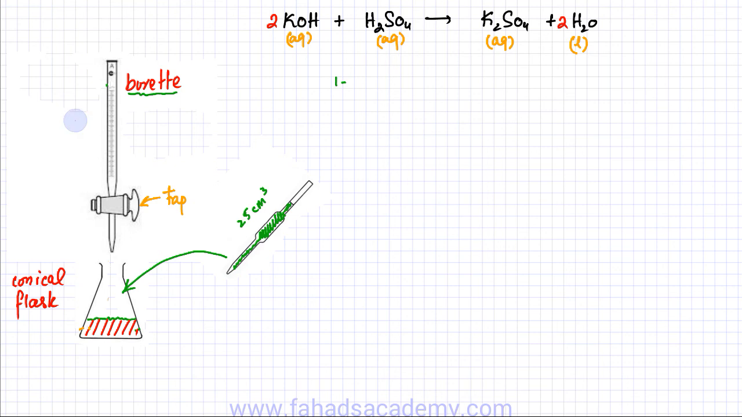So I'm taking H2SO4, which is in an aqueous state. It's a solution. So I'm going to fill my burette with H2SO4, and I'll note down the starting volume, the start point of my burette. So the first step is you fill the burette with H2SO4 in aqueous state.